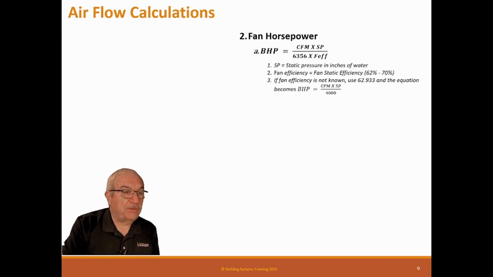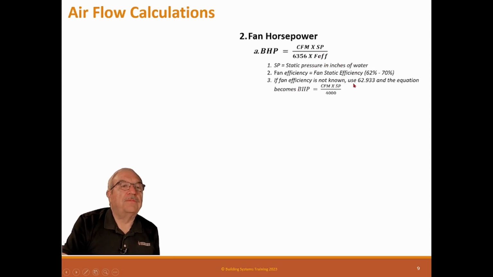So we have to figure brake horsepower a lot of the time when you're making a change to a system, and you want to make sure you don't exceed the horsepower of the motor. You have to do a brake horsepower calculation. Brake horsepower equals CFM times static pressure divided by 6,356 times the motor efficiency. Motor efficiency is the hard one. You have to look at the motor to tell what the efficiency is.